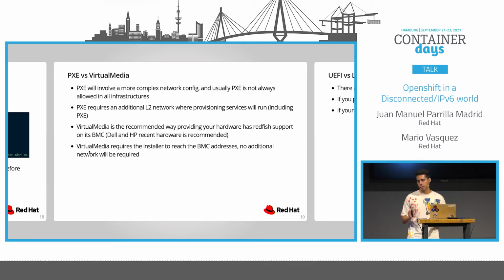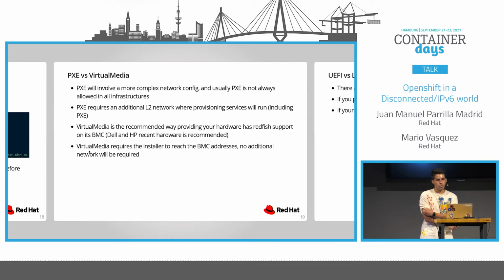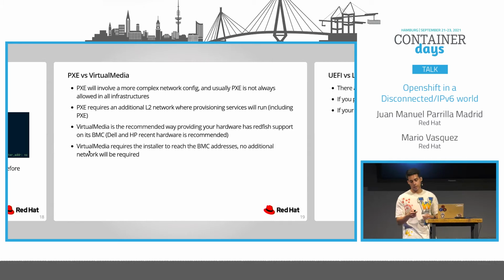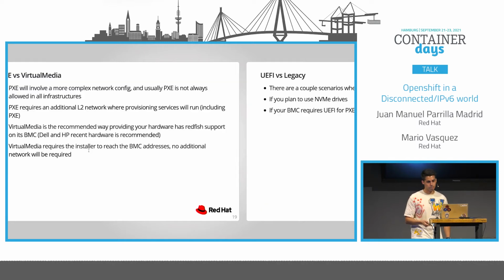Then PXE versus virtual media. On one side we have the PXE method, which requires another layer 2 network. This is usually not something that we can do at most customers, since there are different security mechanisms that don't allow running PXE servers on those customers. So we usually recommend going with virtual media, and as a rule of thumb, Dell and HP hardware works best for virtual media OpenShift deployments.